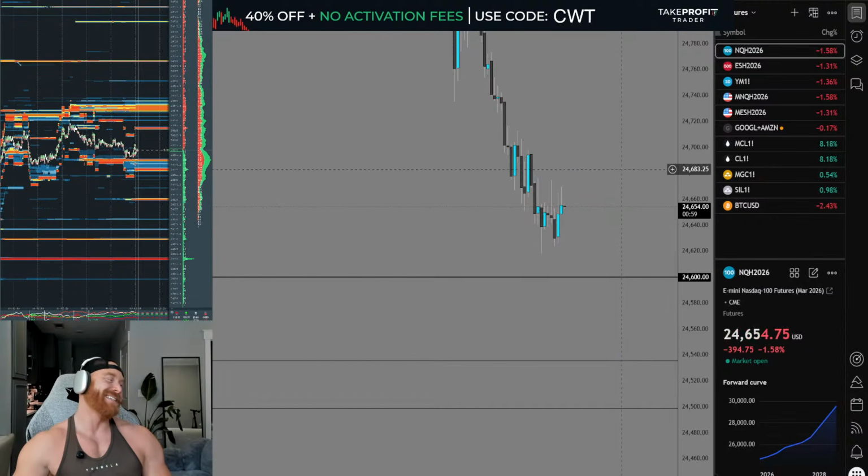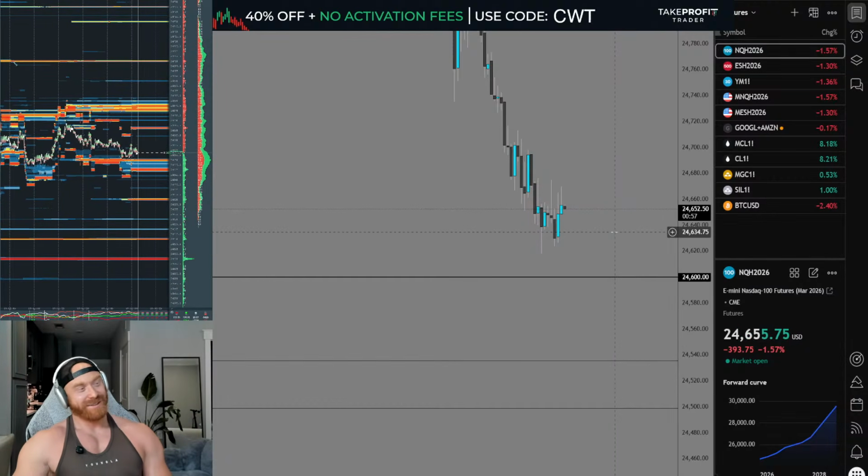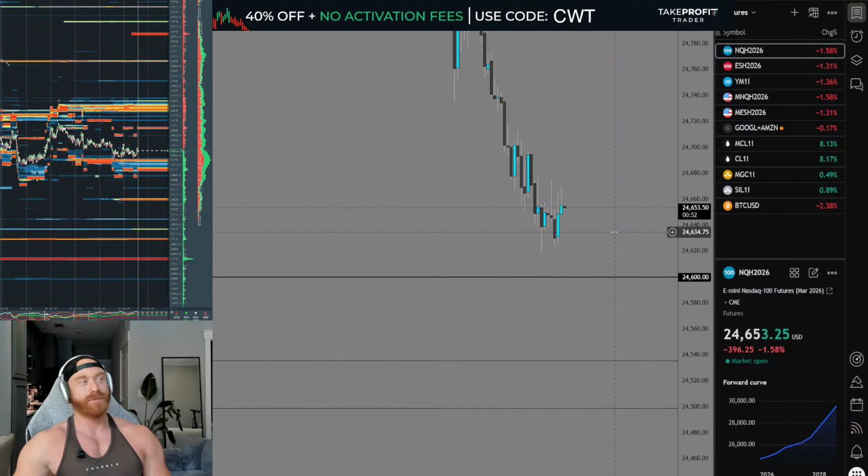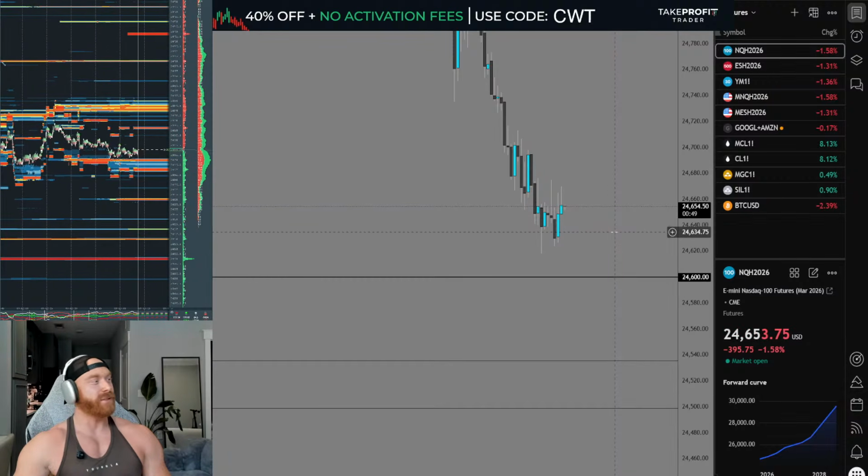People without Bookmap pretend they see the matrix on just candles. There are some people who don't use Bookmap who are great traders, man. But for me personally, I love it. I love Bookmap.